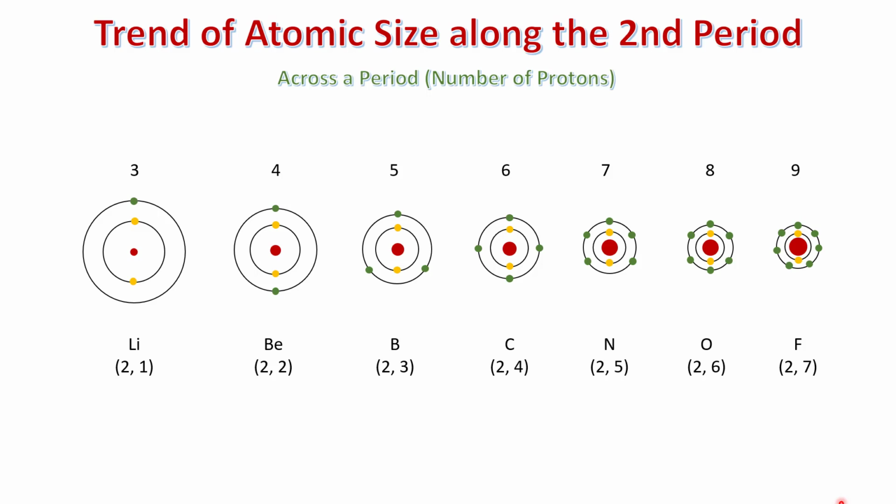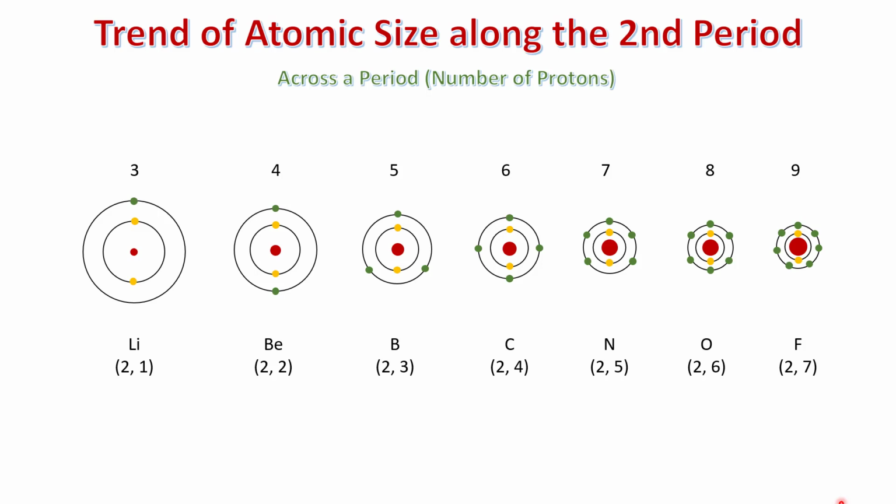We are moving from left to right in the second period, so the number of shells is only 2. Increased nuclear charge you can observe in fluorine. It tends to pull the valence electrons towards itself more strongly. Resultantly, atomic size gradually decreases.